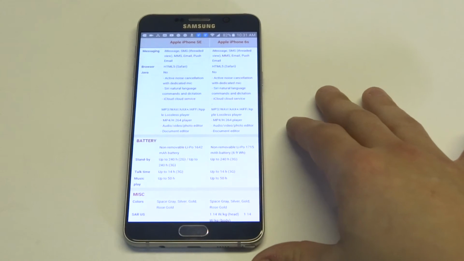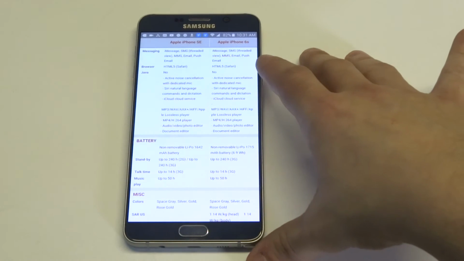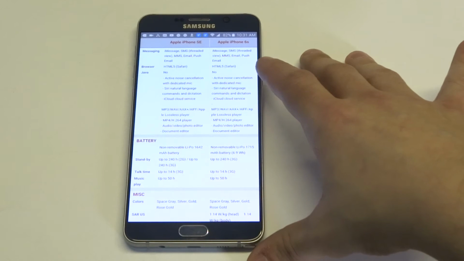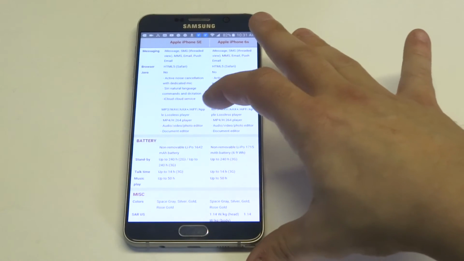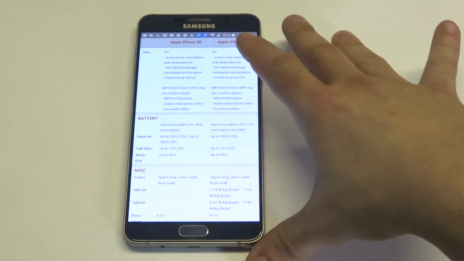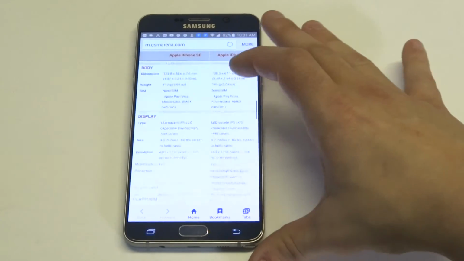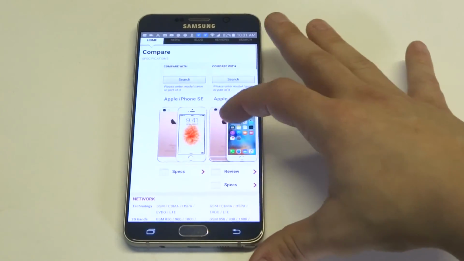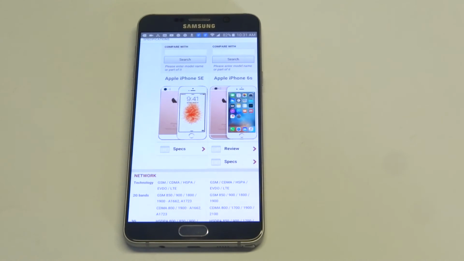The battery is going to be obviously smaller on the iPhone SE since it's going to be a smaller phone. It's going to have a 1642 mAh non-removable battery compared to the 1715. So not too much smaller than the 6s. The big benefit to this SE coming out is that it's for people who want a smaller sized iPhone that has pretty much all the same features and benefits of the iPhone 6s, just smaller.